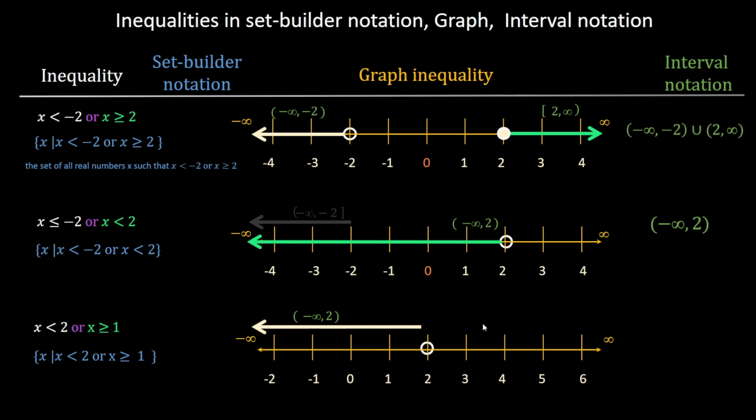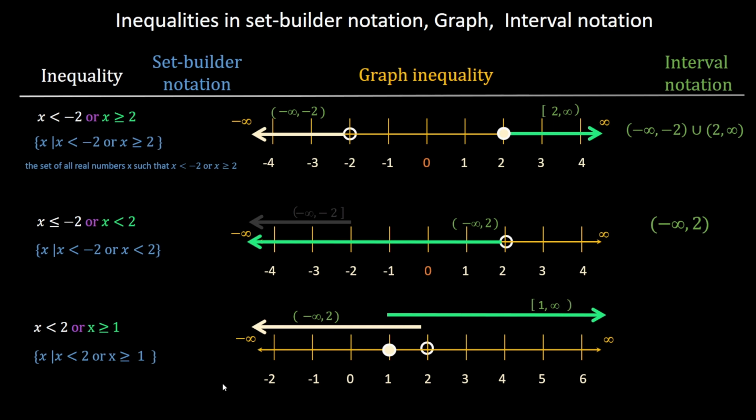Let's graph this inequality, x greater than or equal to 1. 1 is included in the solution, so let's draw a closed circle around 1 and shade all the numbers greater than or equal to 1, all the way to positive infinity, as the solution. Let's write the interval notation for it. For that, we pick both the endpoints, 1 and infinity. Since 1 is included in the solution, let's put a square bracket around it, and a parenthesis around infinity.